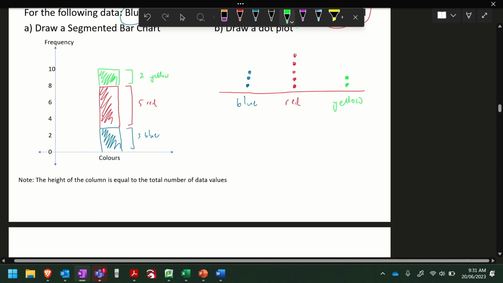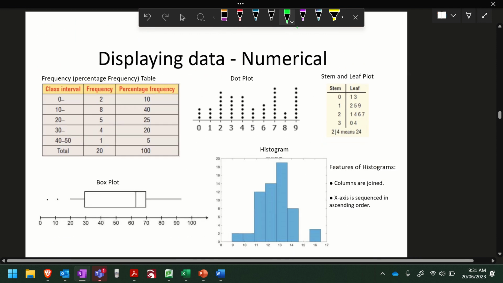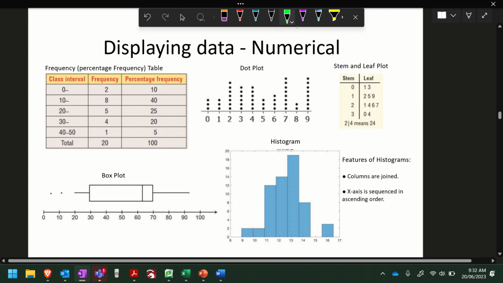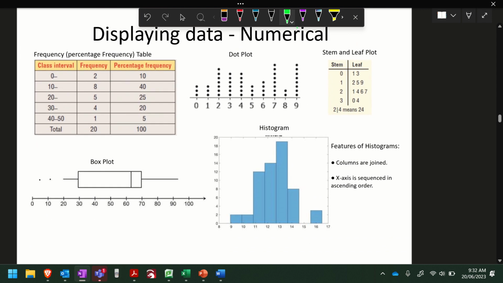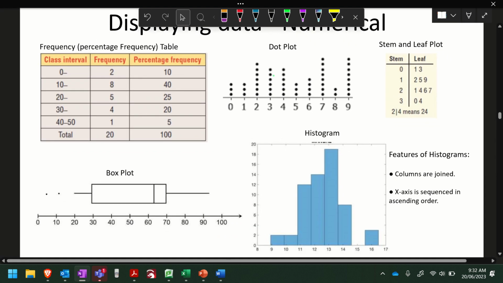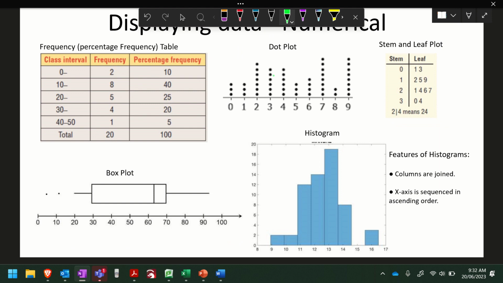All right. I'm going to move on to the next part, being able to display different types of numerical data as well now. Remember with numerical data, you can have means and medians and modes, and these are the sorts of data displays that we can use for them. You can use a frequency table for both categorical and numerical, and it's the same for dot plots.